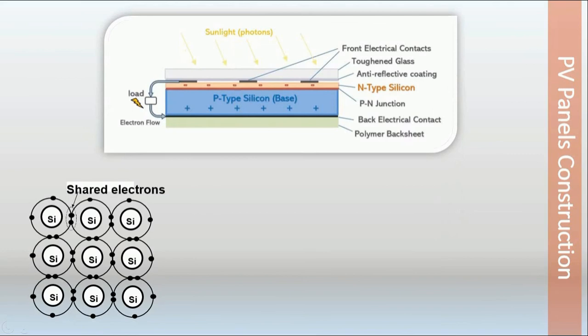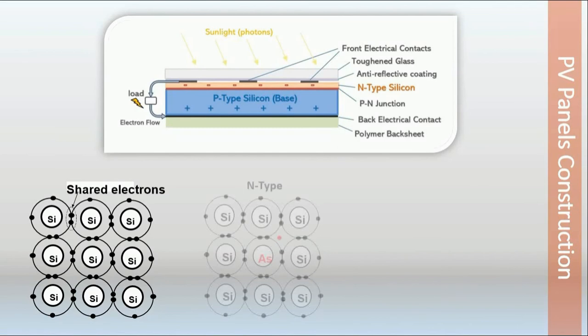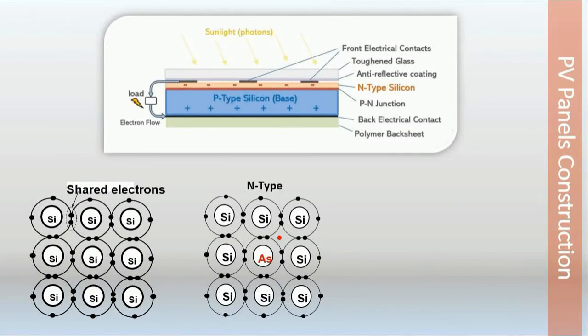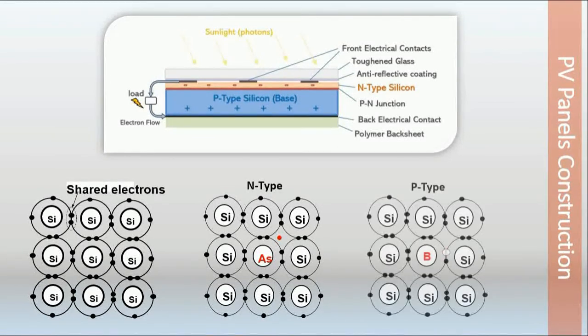So silicon has 4 electrons in its outer shell. So in order to excite this silicon, we need to dope it with another material, like arsenide here, or boron for p-type modules, or p-type silicon.